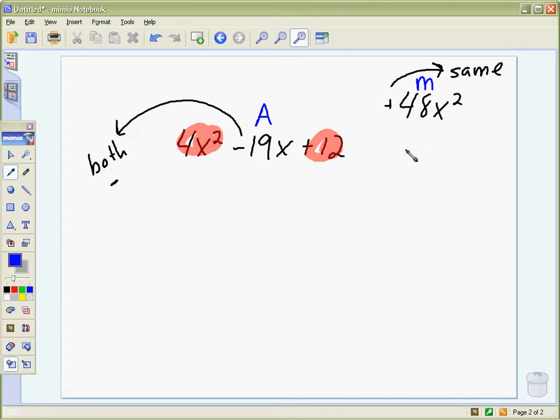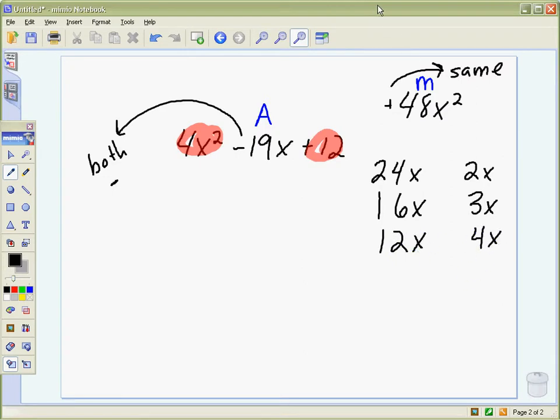So I know that 24x times 2x gives me 48x squared. And I know that 16x times 3x gets me 48x squared. And so forth. I keep going. 12x times 4x. It's not divisible by 5.